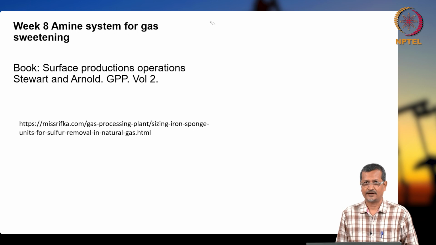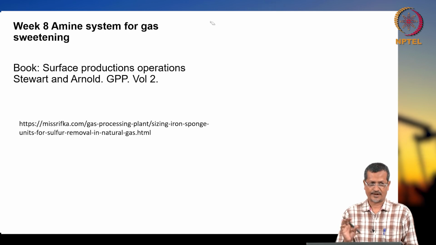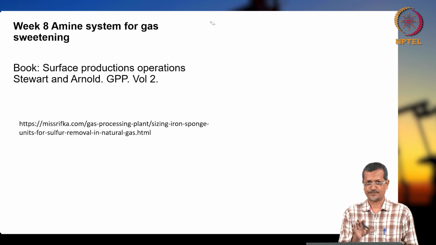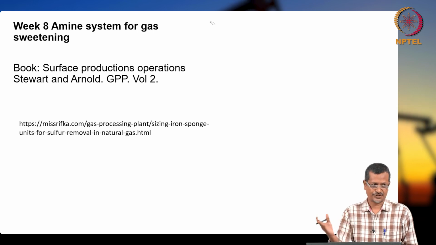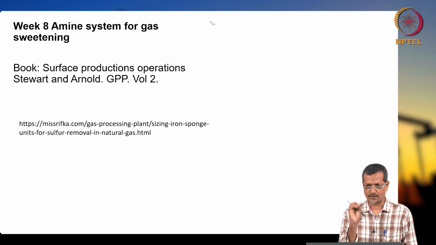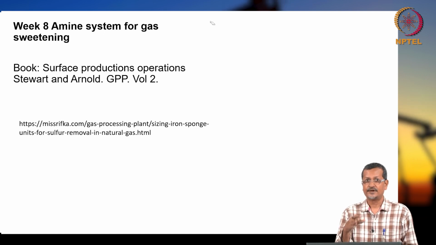Good morning. Today I will start the amine system for gas sweetening, and we will do some calculations also, the volume calculation, flow rate calculation, and we will cover this amine separation part. Then we will start the gas dehydration part. If you have a higher amount of water content, water vapor or water particles, you have to remove that. So first amine removal: using amine you have to remove sour gas.